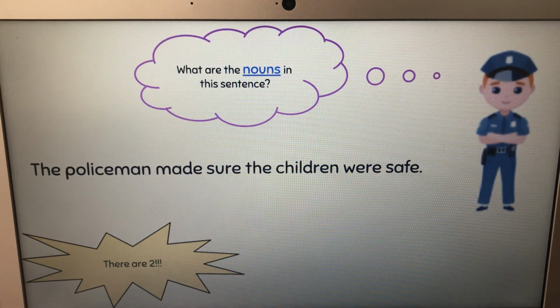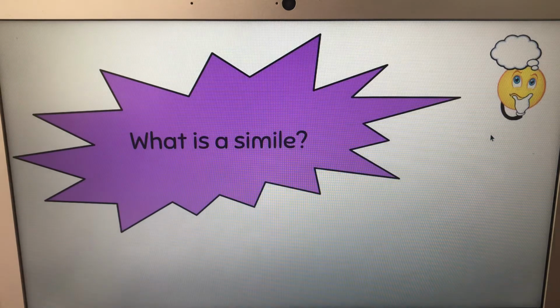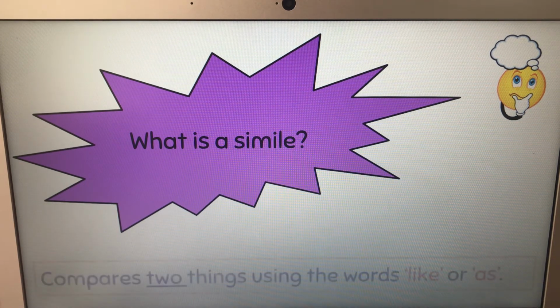Well done. It is policeman and children. Those are both nouns. Fantastic. So, going back just before half term again, what is a simile? Who can remember what a simile is?